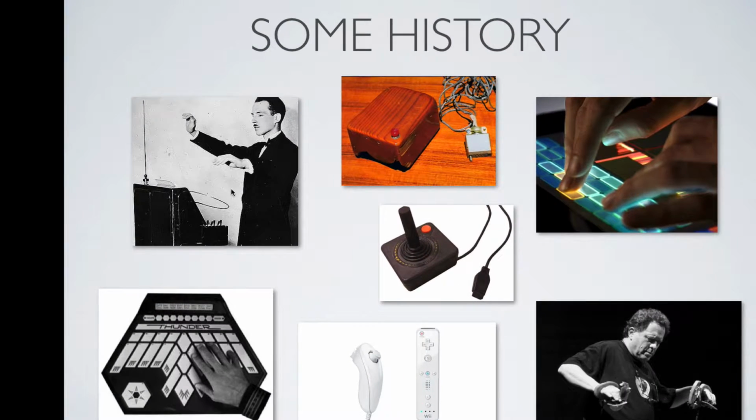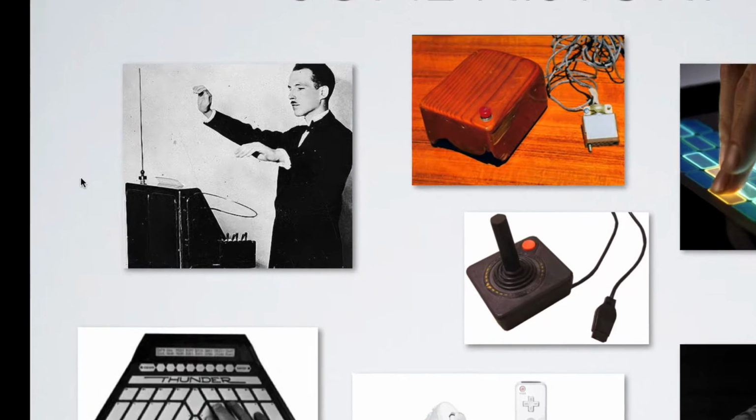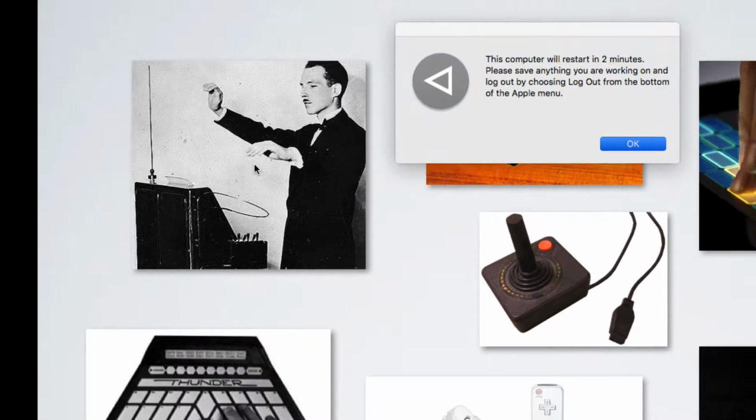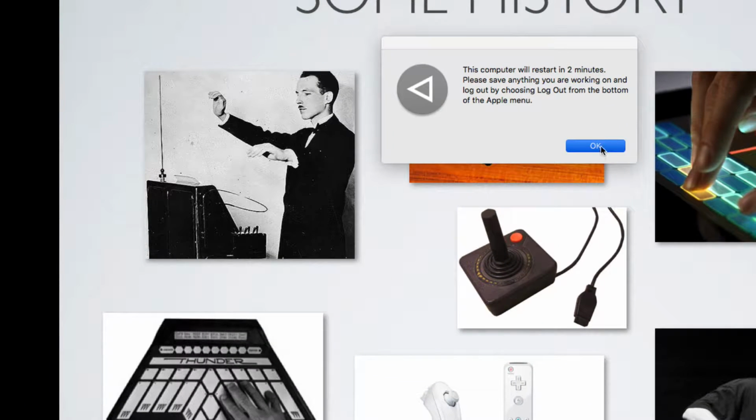Talking about musical instruments, anyone know what that is? The theremin, yep. So the theremin's a musical instrument.